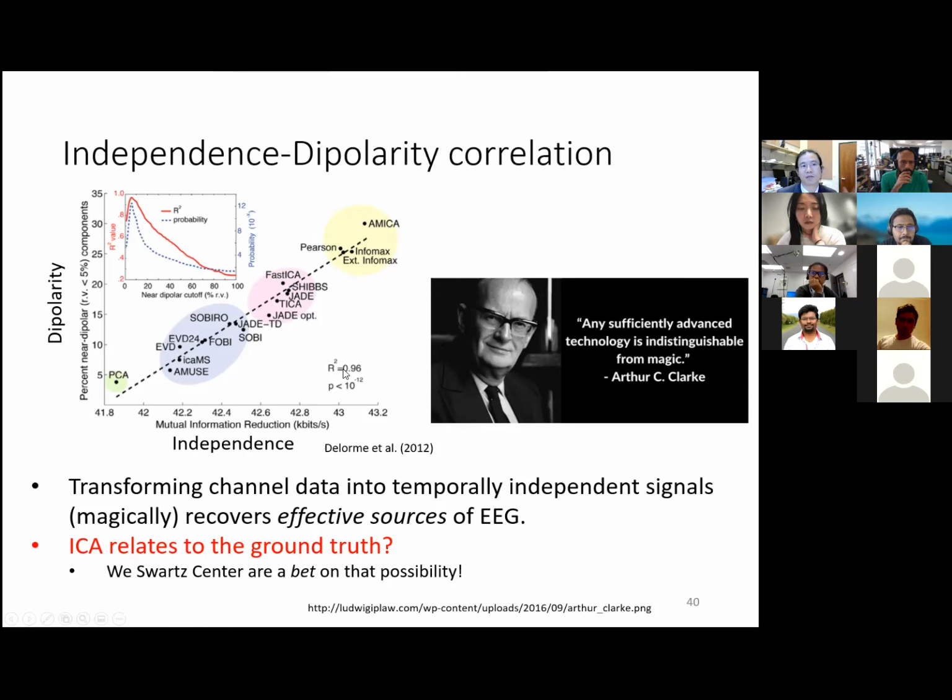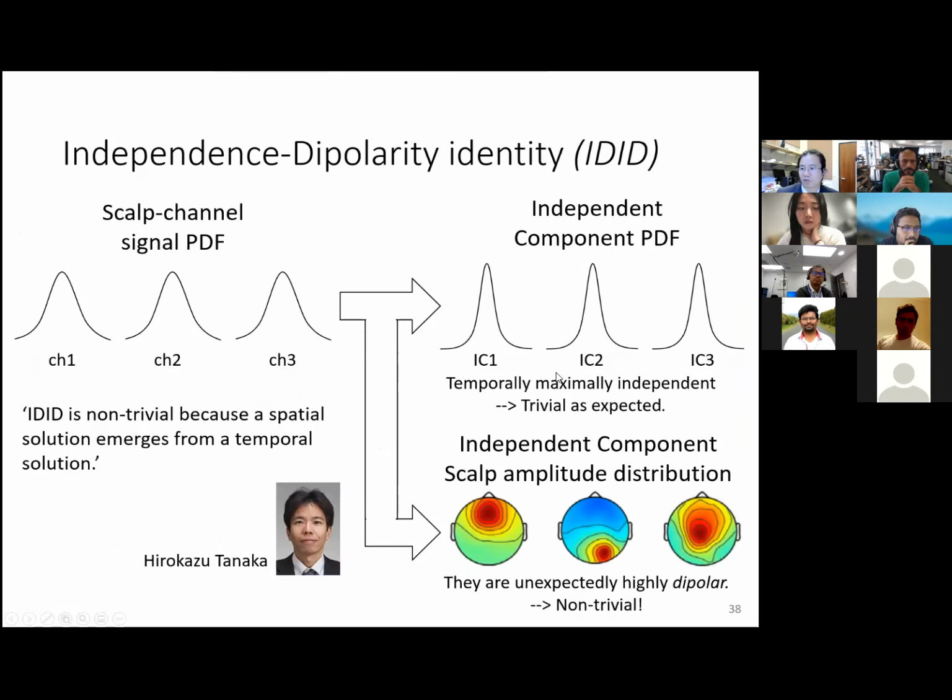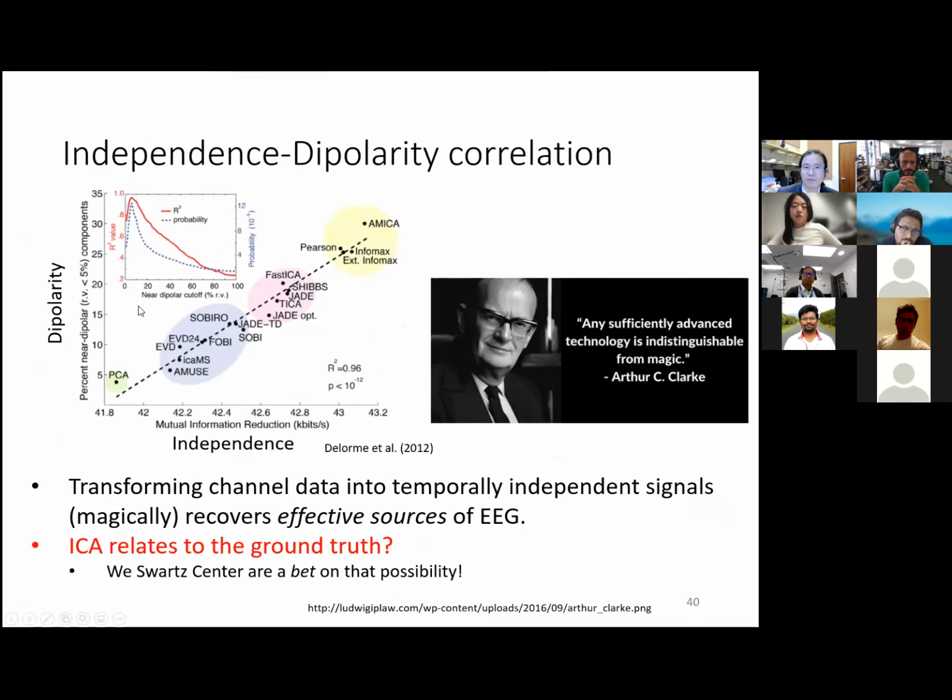And our lab has been focusing on that process to show how ICA can obtain physiological validity. This is one great study showing that there are 20 variations of independent component analysis. When they reduce the mutual information, which is like how effective the ICA is, more mutual information reduction gives more dipolar scalp patterns. Dipolar means these patterns look as if a single dipole generates this pattern. So there is a very interesting linear correlation between these two.